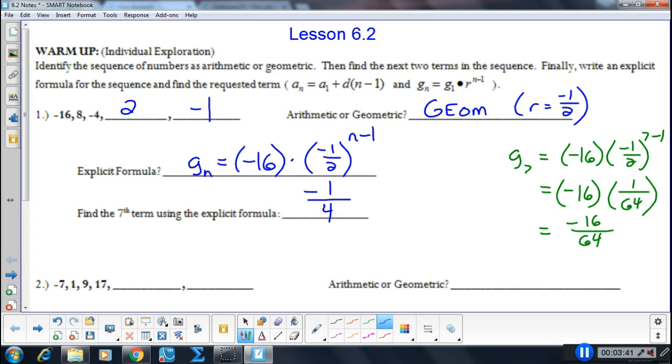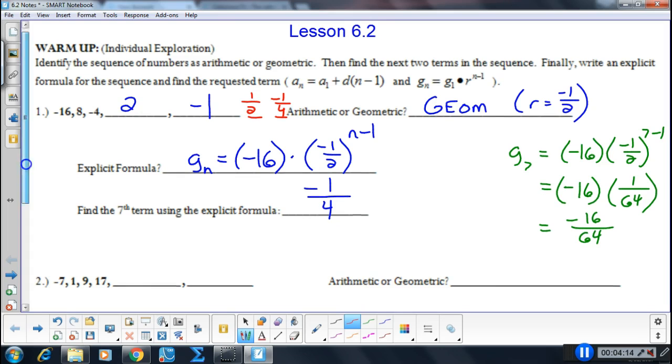We could have also just continued the pattern 2 more times, because we already had the first 5 terms of the sequence. Okay? So if we would have extended this out 2 more, we would have gotten positive 1/2 there, negative 1/4, and then that would have been the 7th term in our sequence. Okay? Questions on that one?